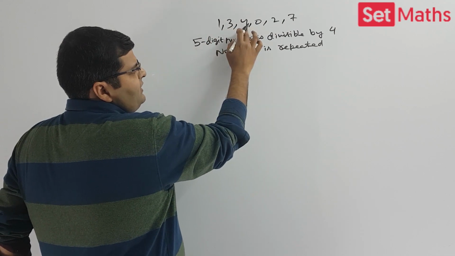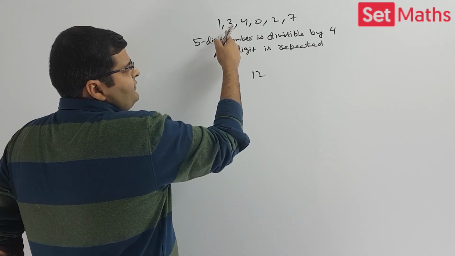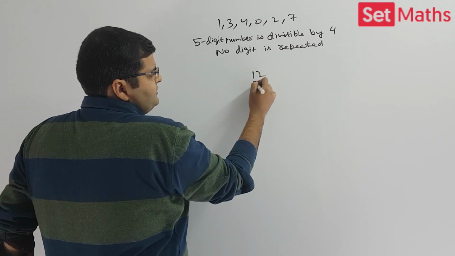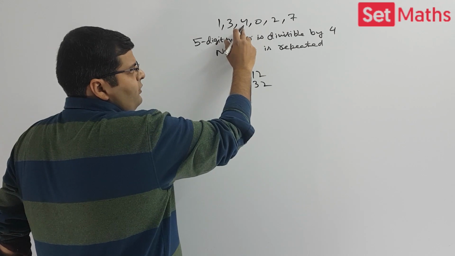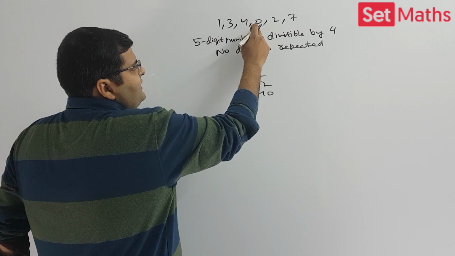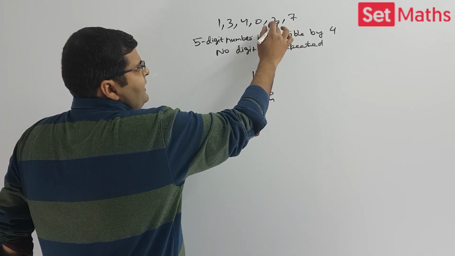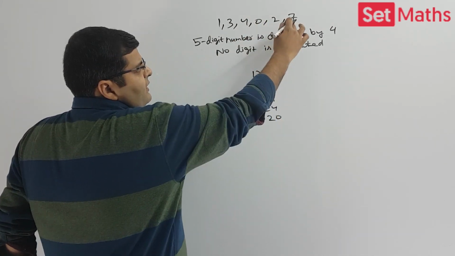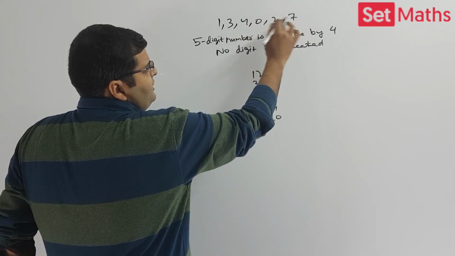So if I create 14, that is not divisible, 10 is not divisible, 12 is divisible. After that, 34 is not divisible, 30 is not divisible, 32 is divisible. Then digits cannot be repeated, so I cannot have 44. I will have 40, that is divisible, 42 is not divisible. Then 04 is divisible, 02 is not divisible. Then 24 is divisible, 20 is divisible. Now if I form it from 7, 74 is not divisible, 70 is not divisible, 72 is divisible.